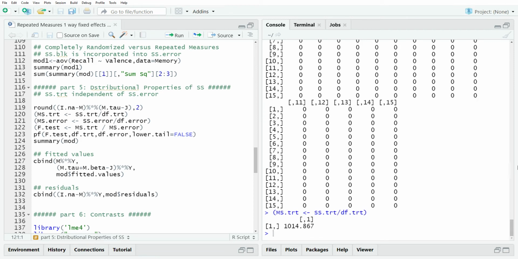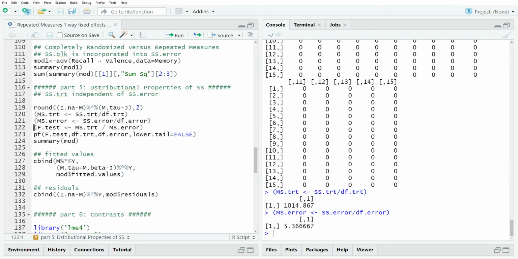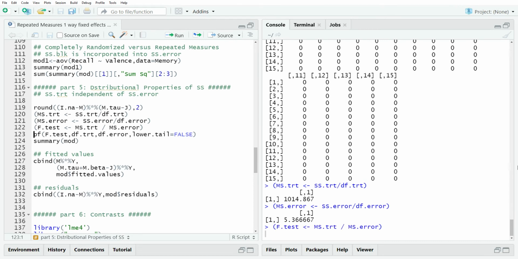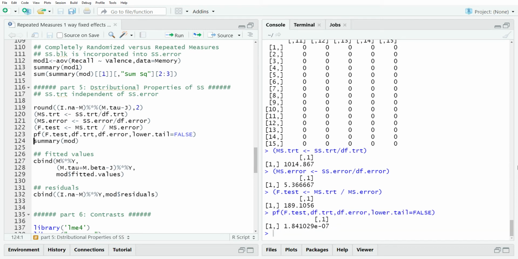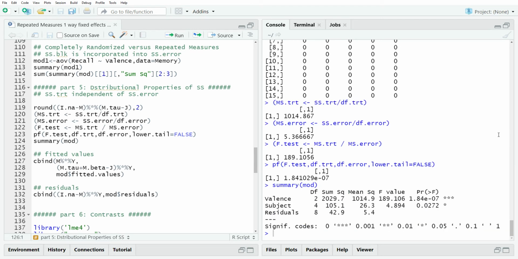Mean square error, same way. The F test is the ratio of those two mean squares. And the p-value is the area in the tail from that test statistic. And if we look at the ANOVA table, the mean squares are the same. There's mean square treatment. That's the same. Mean square error, 5.36, which is 5.4. The test statistic is the same, and the p-value is the same.